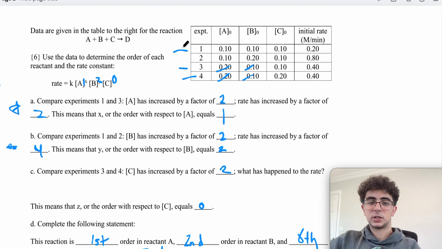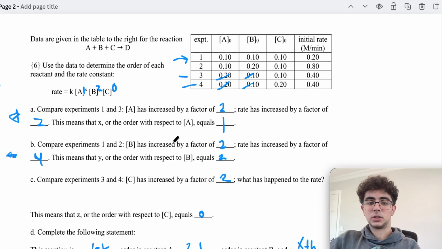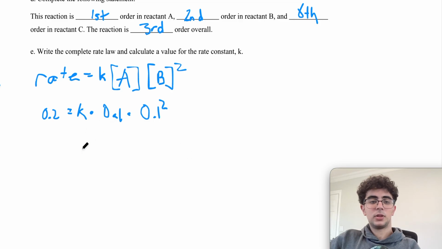So I'm just going to pick experiment 1. The concentration of A is 0.1, B is 0.1, and the rate is 0.2. So I'll just plug that in. Rate is 0.2 equals k times the concentration of A, 0.1, B is also 0.1, and it's squared. When I do that, I just isolate for k and solve. When you put this in your calculator, k is about 200.